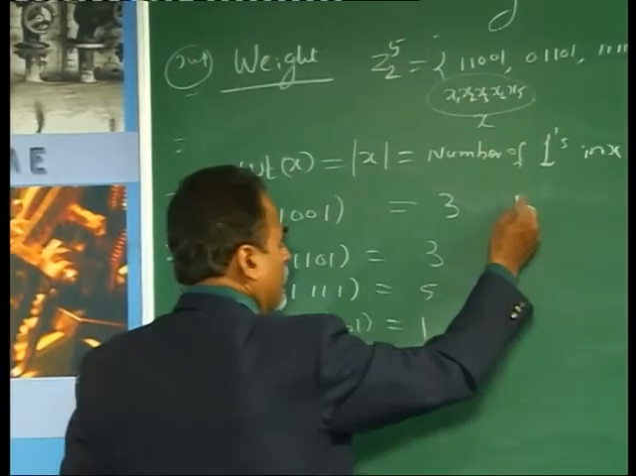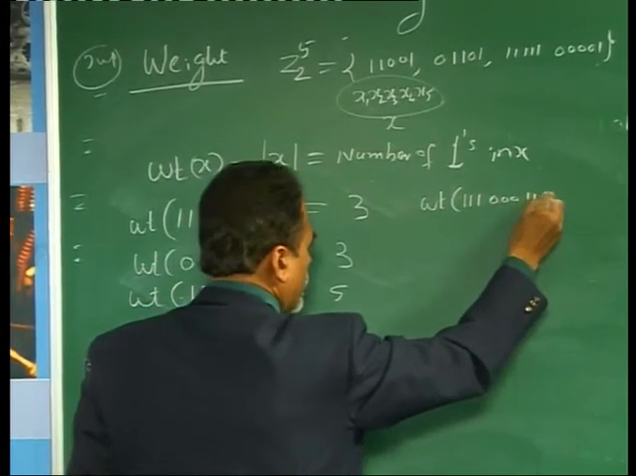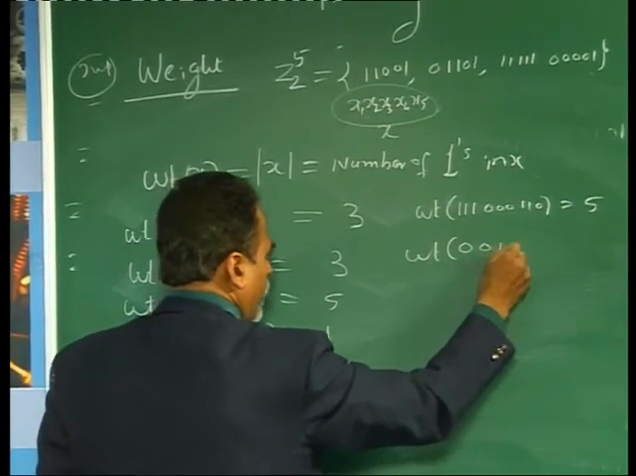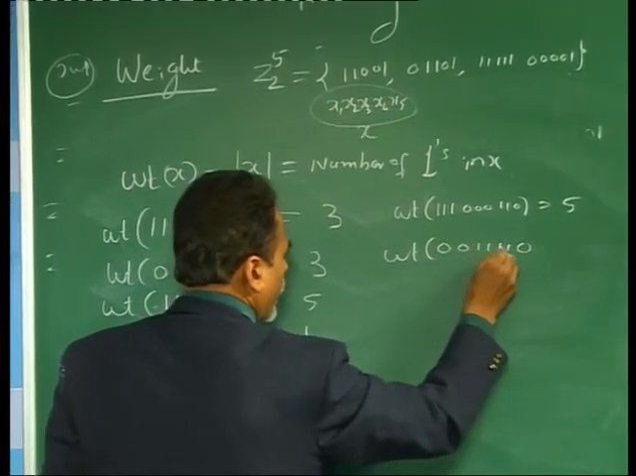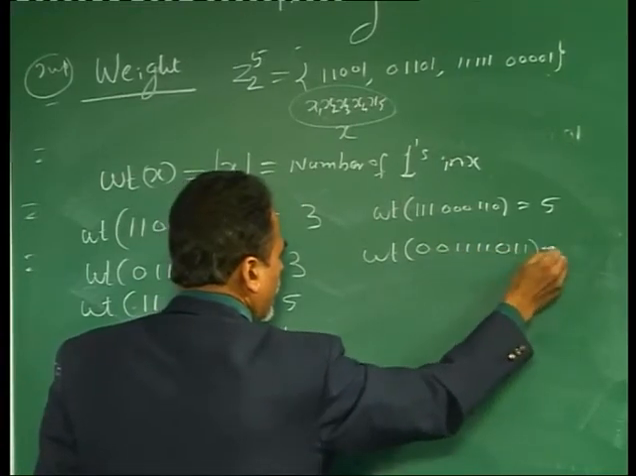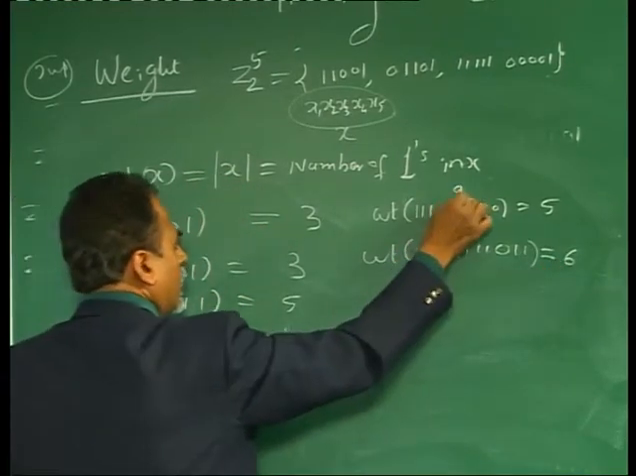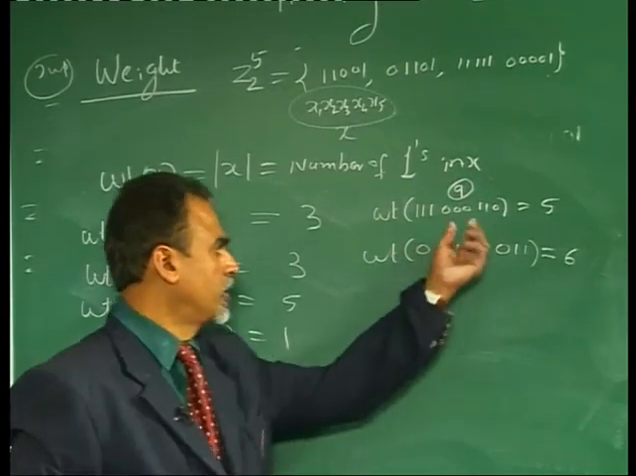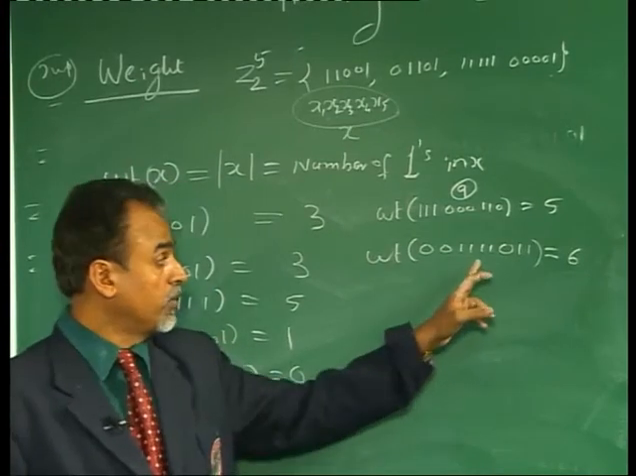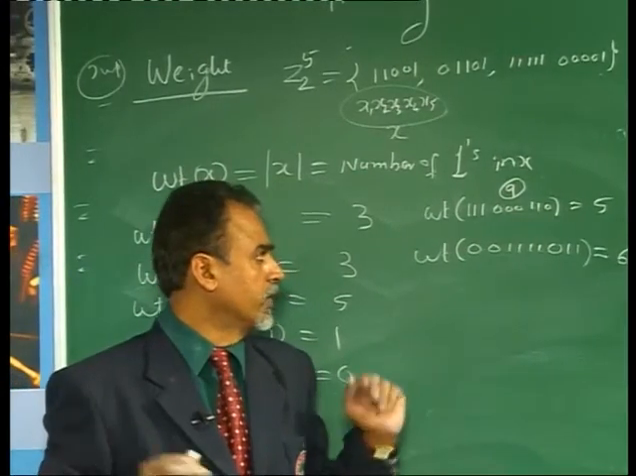It can be defined for higher dimensions also. For example, the weight of the 9 dimensional 11000110 is 5. The weight of 00011110, 1, 2, 3, 4, 5, 6, 7, 8, 9, can you count them, 4 plus 2, is 6. So this is a 9 dimensional number, or a word, a string of length 9. What can be the minimum? Minimum is 0. What can be the maximum? Maximum is when all are 1. So a range or span of 0 to 9 is there.